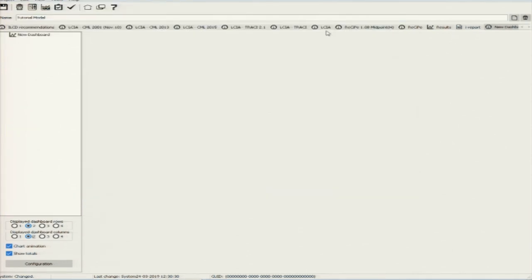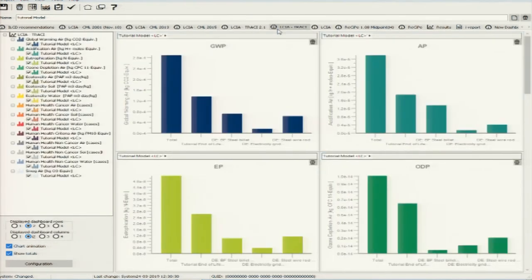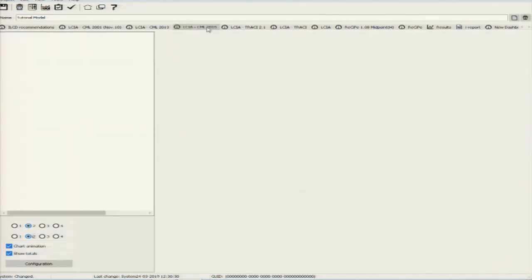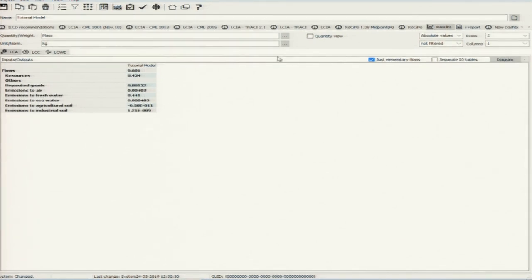These are the different reports which are showing life cycle impact analysis for CML 2015 for different models, which is showing here. Also we can see results here. If I go to results here, it will show results in the list form. In the list form, we can copy and paste the results in our Excel sheet and work on them. Other than just getting the histograms, we can even make the line diagrams or pie charts using this.